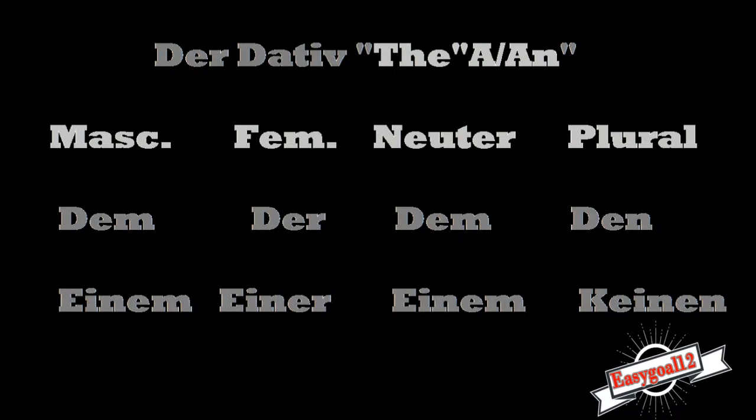Okay, fine. And the indefinite article will be changing or be affected also. We have einem, einer, einem, keinen. As we have told you in our previous video, ein does not exist in a plural form, as in English also. Then here we say keinen. Keinen also is an article, but the negative article we will be learning in the coming video.